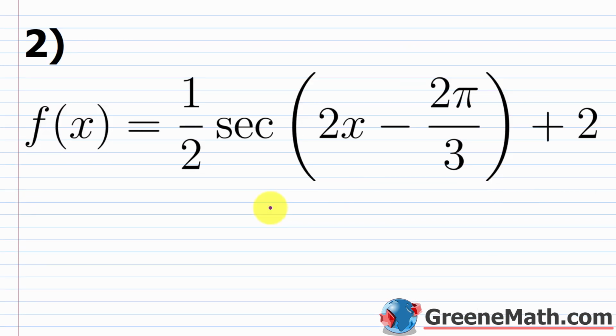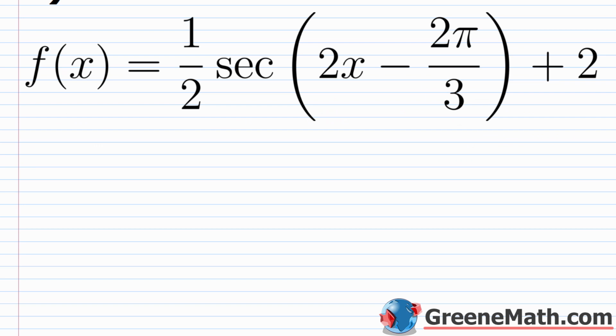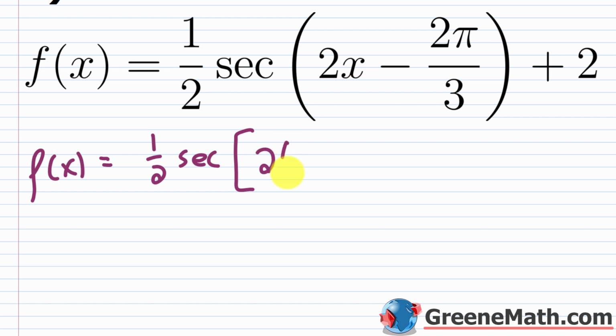All right, for problem 2, you have f of x equals 1/2 secant of 2x minus 2 pi over 3, and then plus 2. I like to factor these. I think it makes it easier to find the phase shift, but again, that's personal preference. So let's go f of x is equal to 1/2, and then secant of, I'm going to pull out the 2. So inside you have x minus pi over 3. Close all this down, and then plus 2.